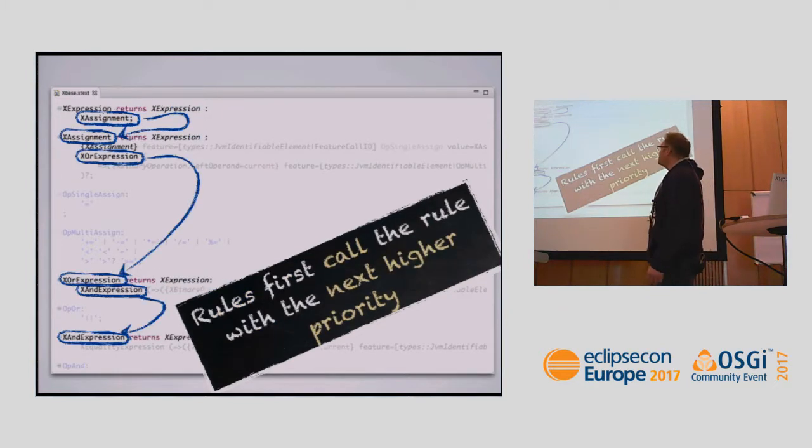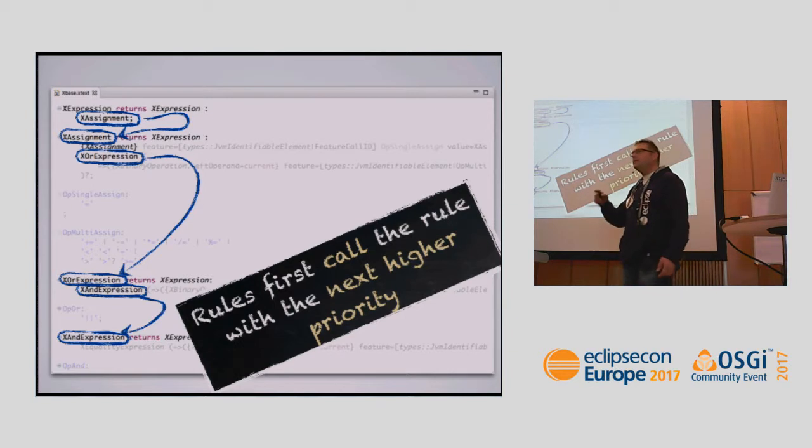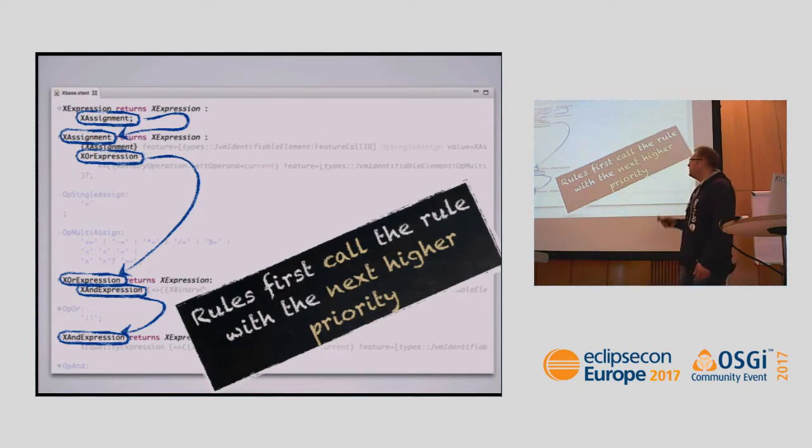Next thing is each rule will call the next rule at first with the next higher precedence. So this is the first pattern that you can see. The expression calls assignment, assignment calls or, and so on, so here you can see the precedence of the rules. I will go a little bit more into detail why this is done, but for now just take this pattern.